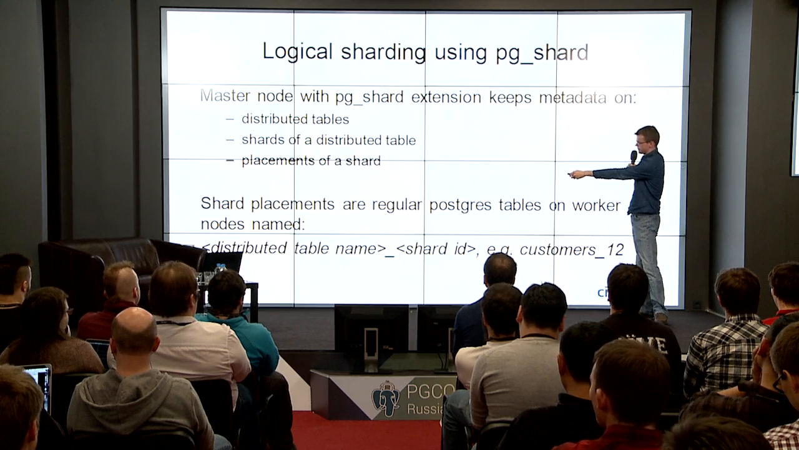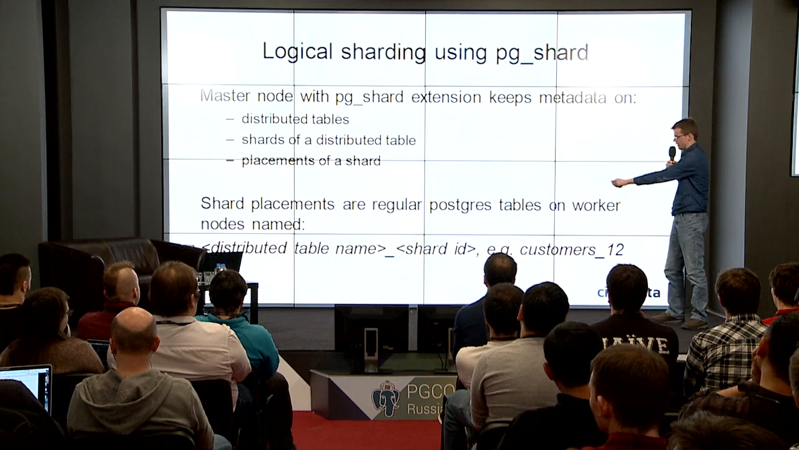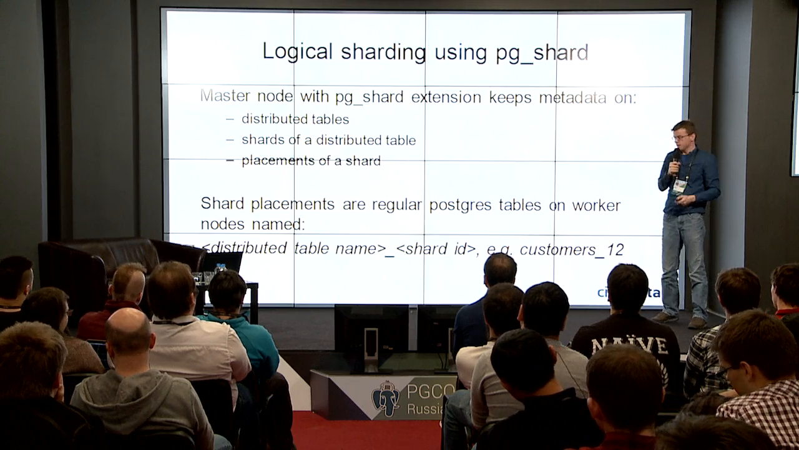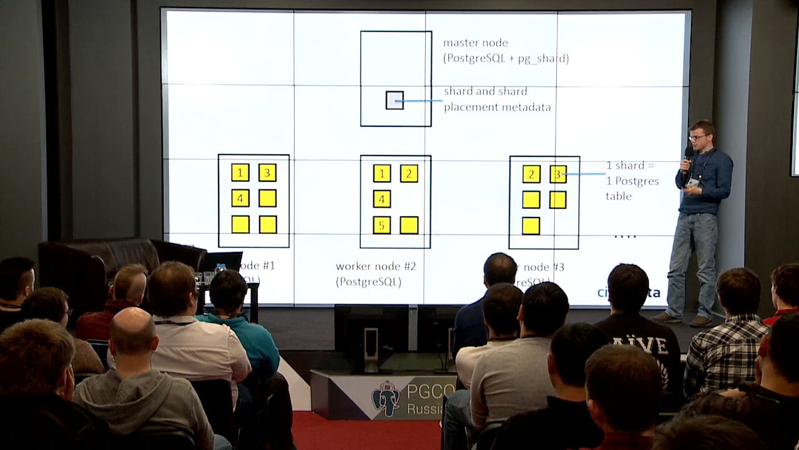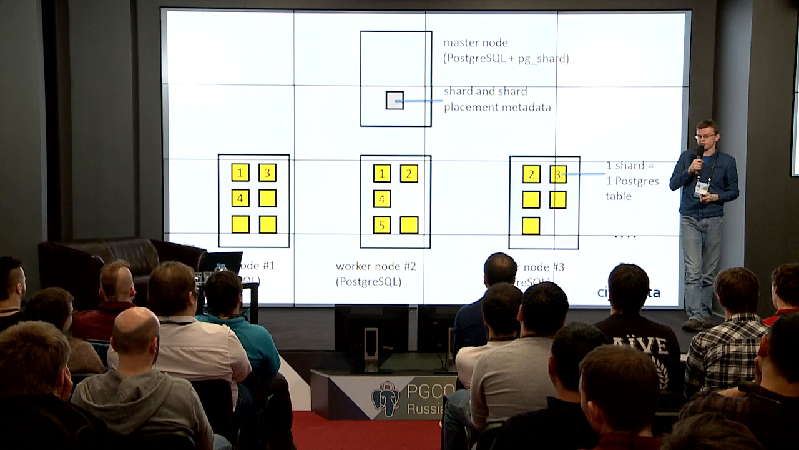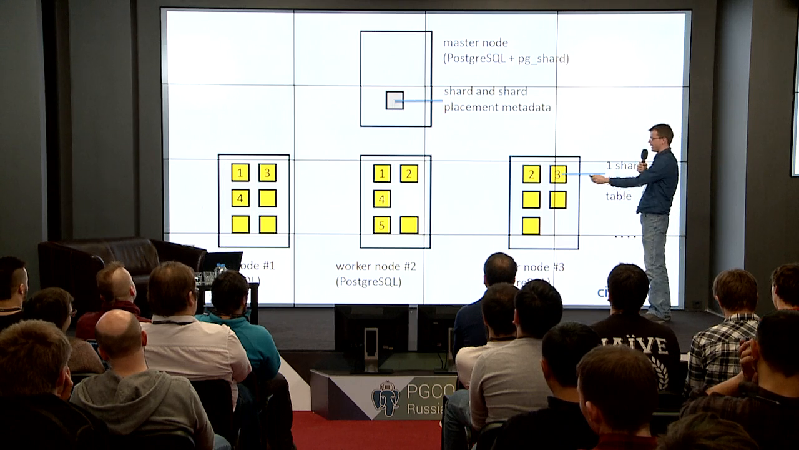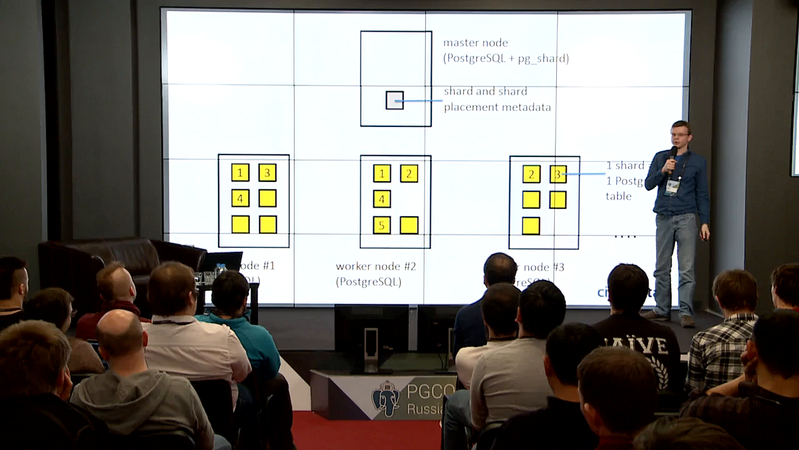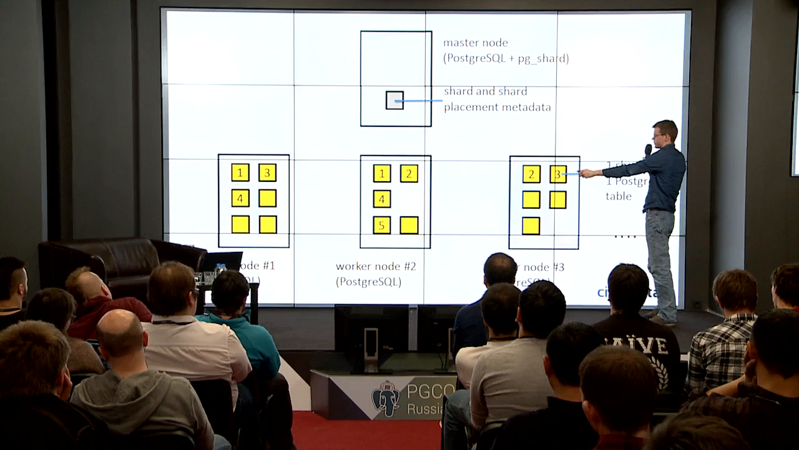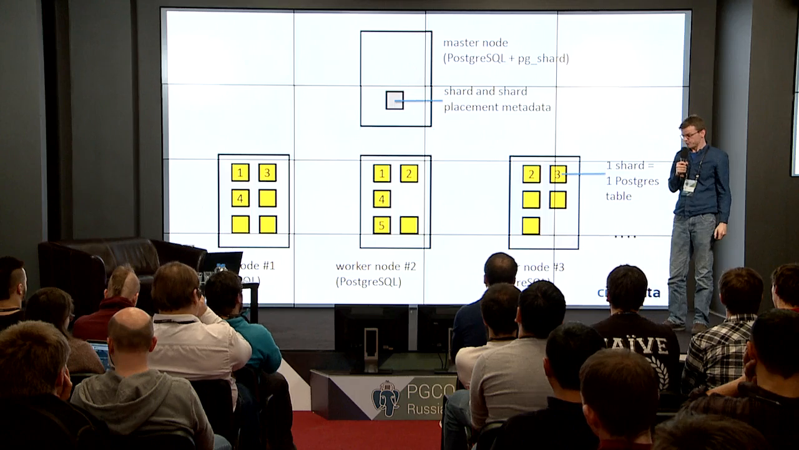And they'll be named something like the distributed table name, meaning the name of the table on the master, underscore, and then shard ID. So each shard has a number, as we saw on the previous slide. So that gives us more or less this architecture. There's a master node, which is Postgres, plus the PG shard extension, which has the concept of distributed tables and shards and placements. And then there is any number of worker nodes, which are just regular Postgres nodes. And the master is actually going to control them by sending queries. And I'll show you how that works.